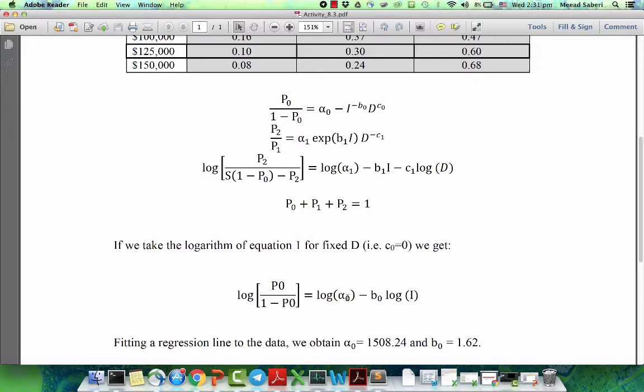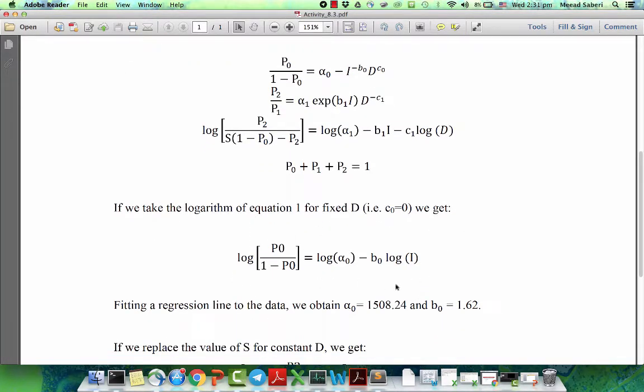So we have this logarithm of alpha minus beta 0 logarithm of I, which was the household income. What does this equation look like? It actually looks like a simple linear regression. If you consider the entire left side term as your y, your logarithm of income is your x, so this beta is the coefficient of the regression, and this logarithm of alpha is a constant in the regression. So we can actually form a linear regression here to estimate this alpha 0 and beta 0.